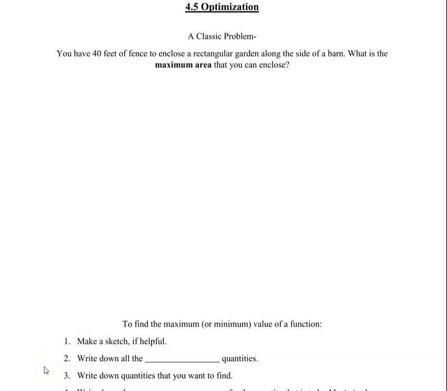Let's take a look at section 4.5, which is on a really important topic called optimization. If you are a science major or a business major, this is a topic that you would use to look at where there is a maximum or a minimum for some type of quantity. Maybe you want to know where a population reaches its maximum, or you want to minimize your costs. That's what this is all about.